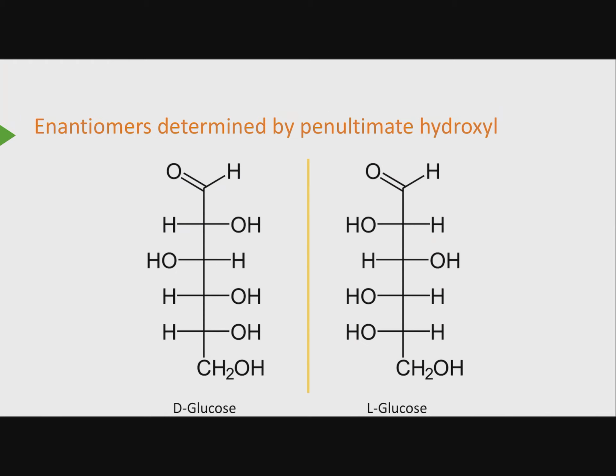Let's talk a little bit about enantiomers. Now, we need to back up a second and talk about chiral carbons, just to remind you guys what a chiral carbon is. We talked a little bit about it with the amino acids, but just a quick reminder: a chiral carbon is a carbon that has 4 unique groups attached to it.